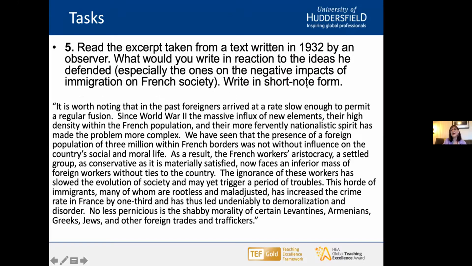Okay, so imagine that you have such a question. The question says, this is an excerpt from the text. It says, read the excerpt taken from a text in 1932 by an observer. What would you write in reaction to the ideas he defended, especially the ones on the negative impacts of immigration on French society? Write in short note form. This is an extract taken from the text you have looked at, but now you need to do something else. What is the difference between the fourth task and the fifth task?